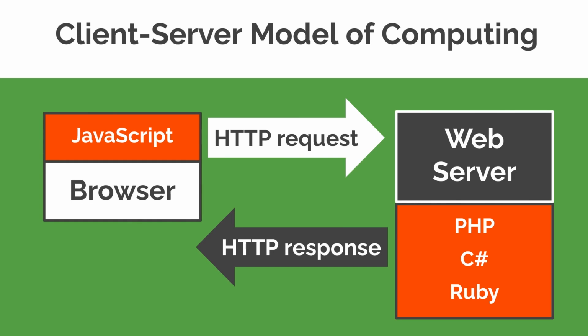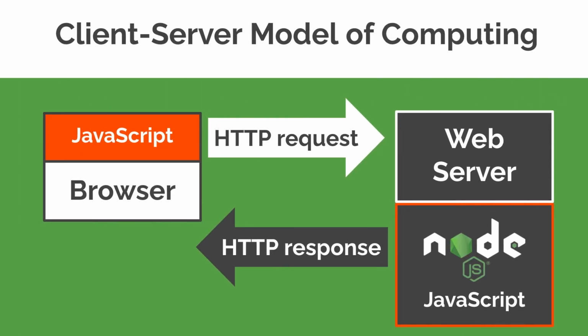The browser is written in JavaScript, and typically with web servers, they can use a variety of languages like PHP, C# and Ruby. And so that is an option for making a web server. You could create a web server in C#, for example, which is another programming language. But with Node.js, it allows everything to be done in JavaScript. So the browser, the front end of your website is written in JavaScript, and so is your web server.